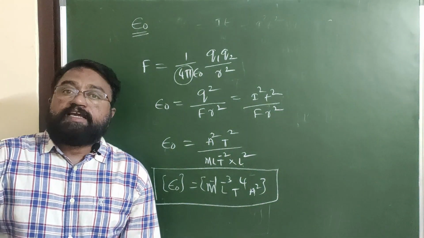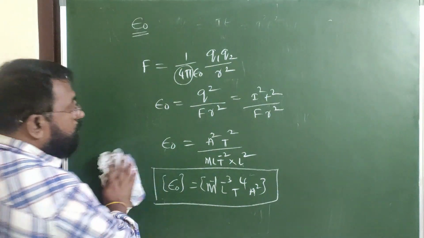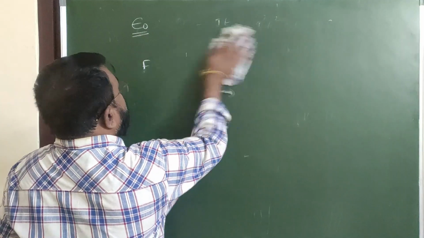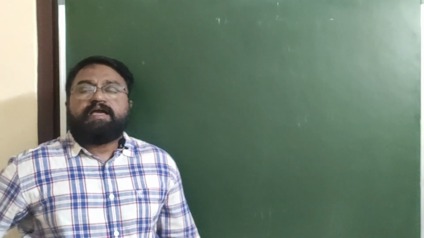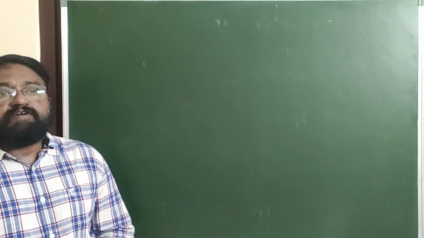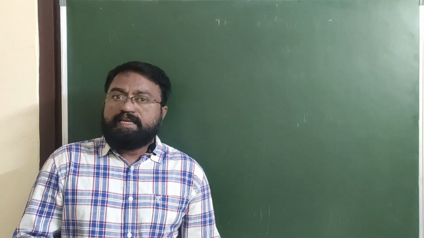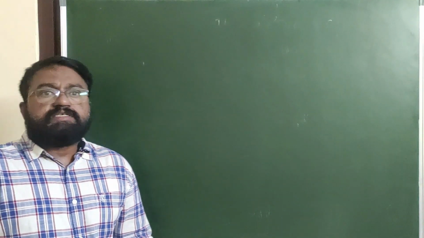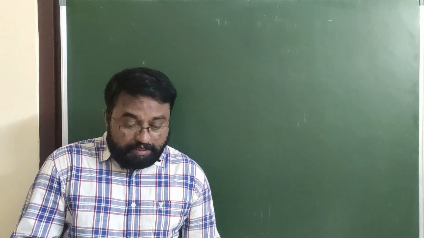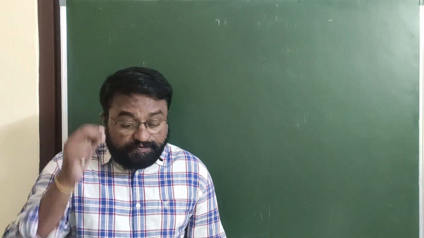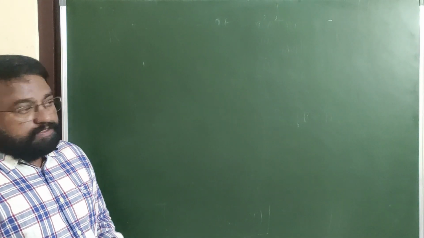Like this, we can derive any number of derived physical quantities if you know the formula. This is about derived physical quantities. Another thing is supplementary physical quantities. There are two supplementary physical quantities. One is plane angle, radian. Another one is solid angle, steradian. This is about fundamental quantities. Next one, dimensions of some physical constants.